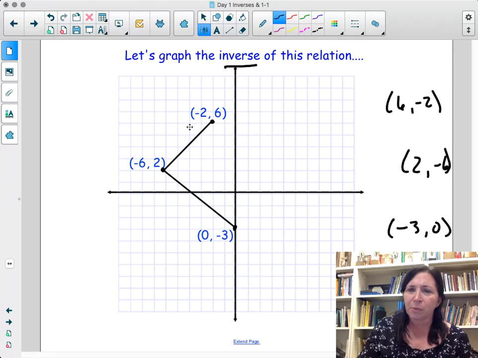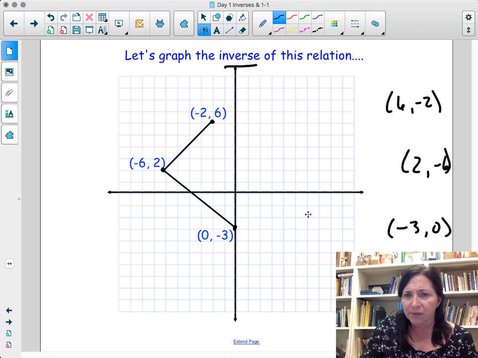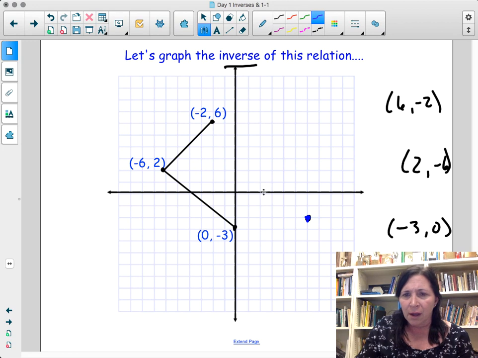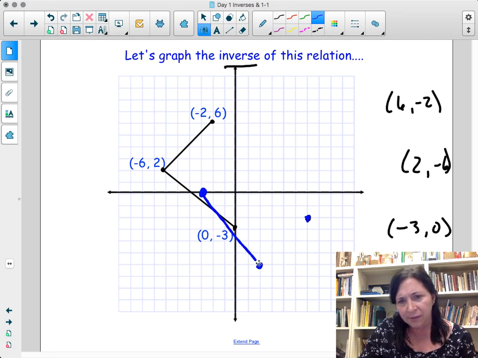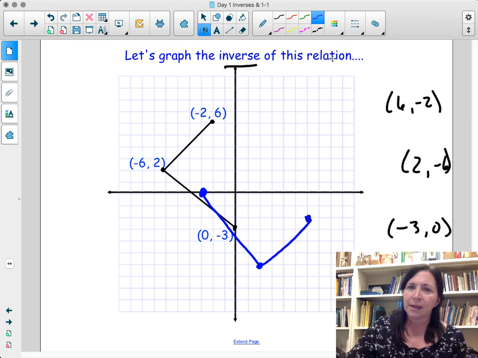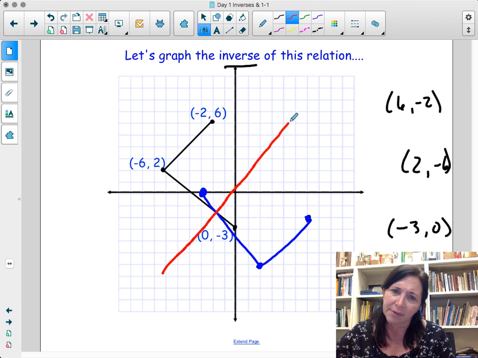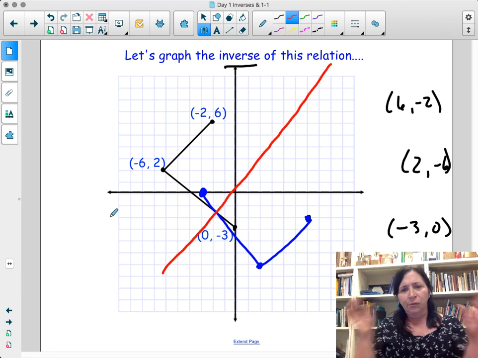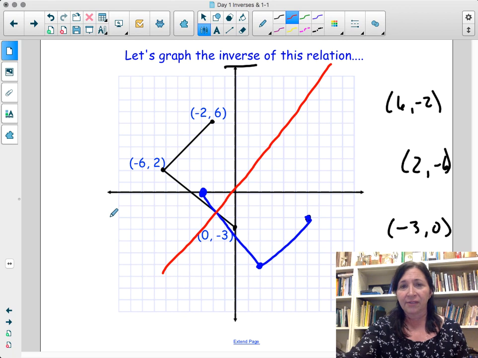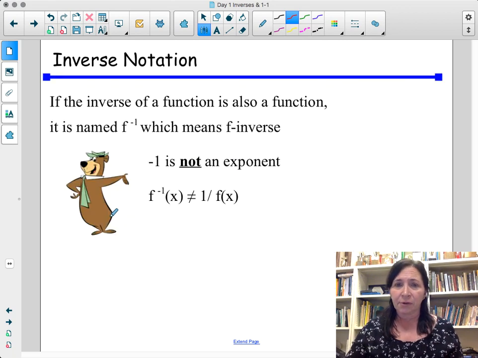So I'm going to plot those points. So I have 6, negative 2. Let me use a different color. So we have 6, negative 2, and then we have negative 3, 0. So what you have is this, and then this. And then again, it's a reflection across your y equals x line because you have this line that cuts it in half, and it's a reflection right across that line. That's an inverse function. It's an inverse.